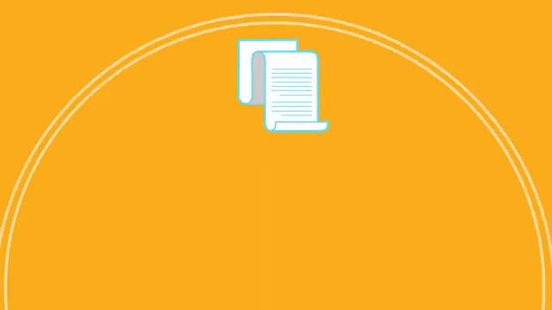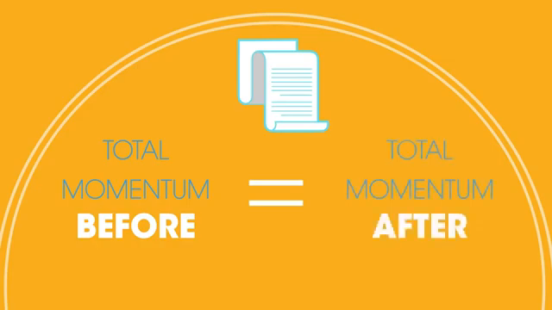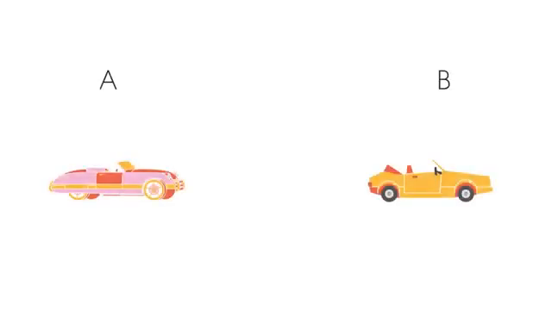So what's the law of the conservation of momentum? In a closed system, the total momentum before an event is equal to the total momentum after an event. Let's look at how to apply this.